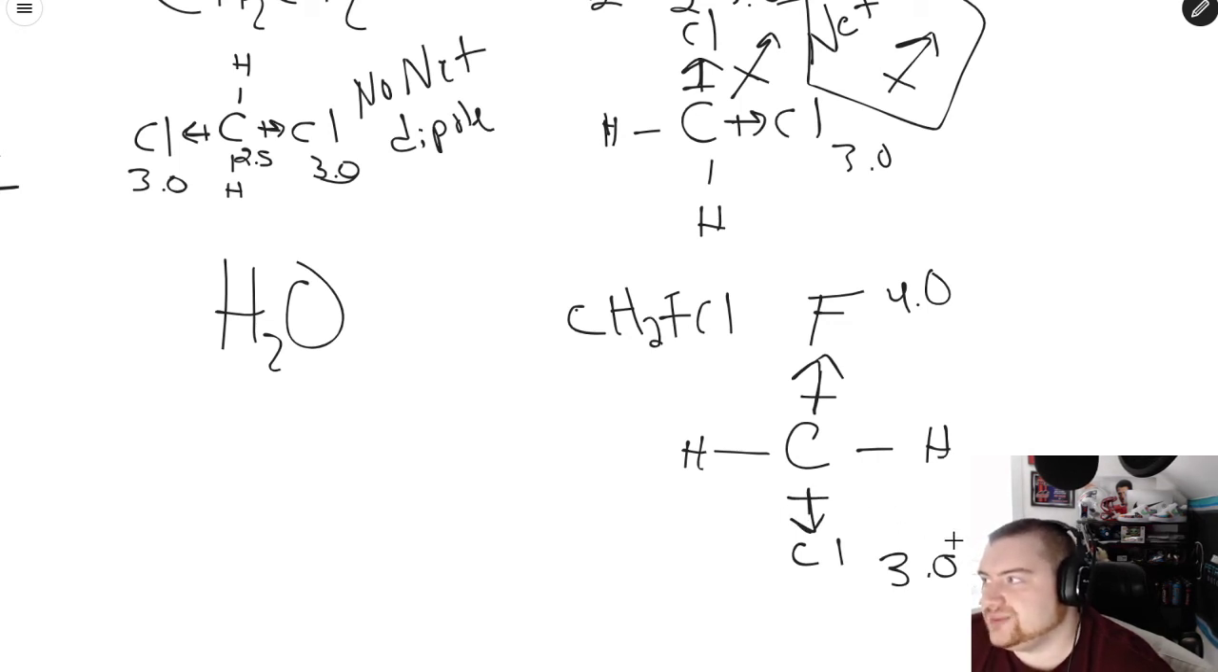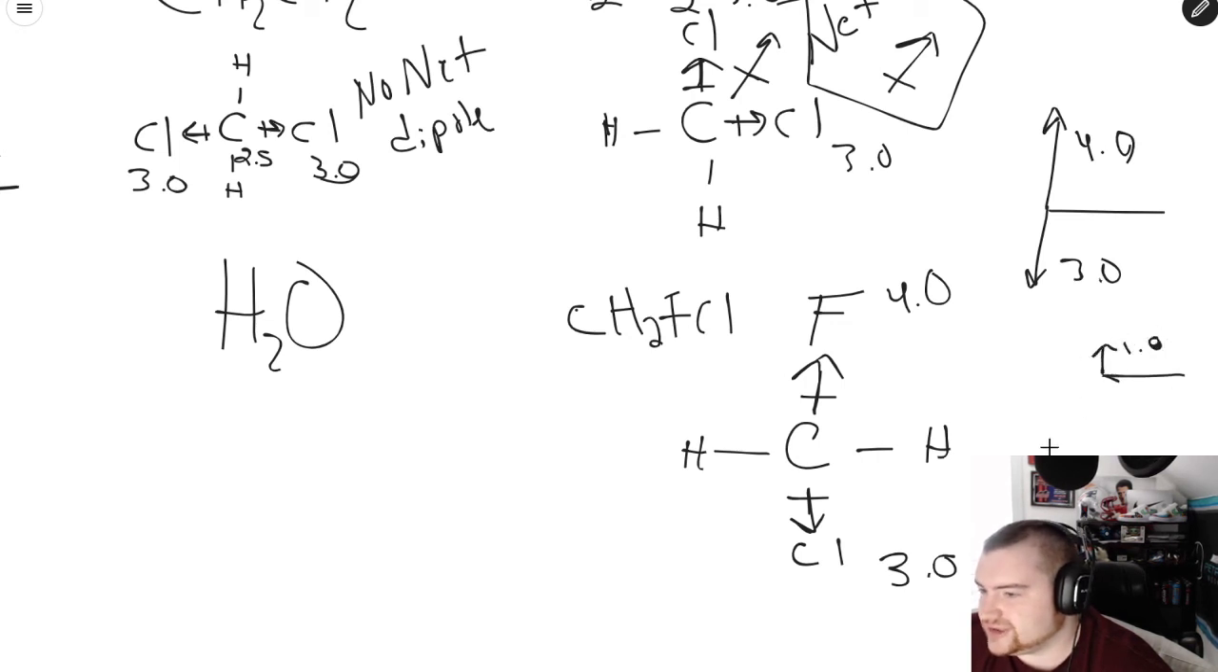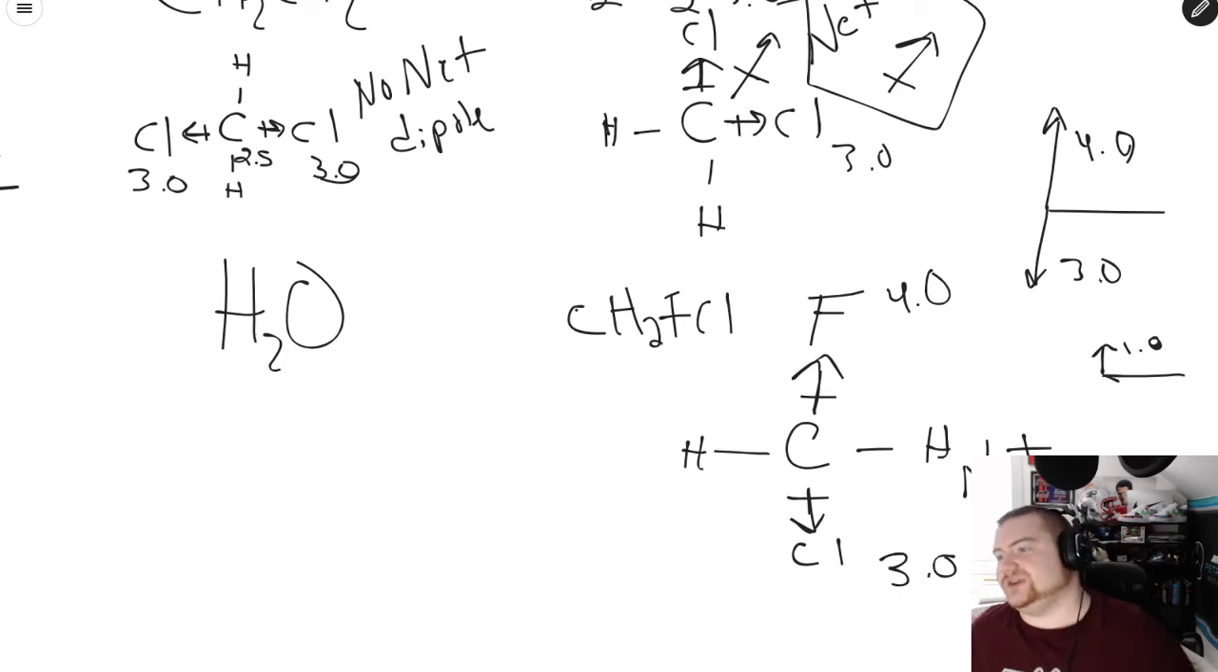What is our net dipole? Well, if we look at it in terms of an axis on a grid here, we would have an upwards pole at 4 and a downwards pole at 3. What is our average? Well, our average is going to be an upwards pole at 1.0, right? So our net for this is going to be up, right? So you see how we find the net of that? 4 minus 3 is 1. So our average of that molecule is going up, okay?